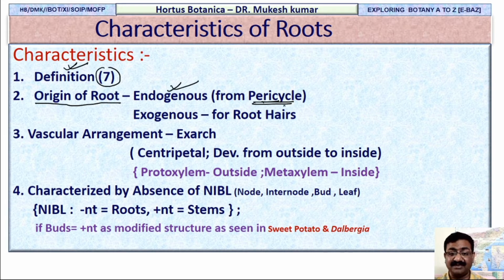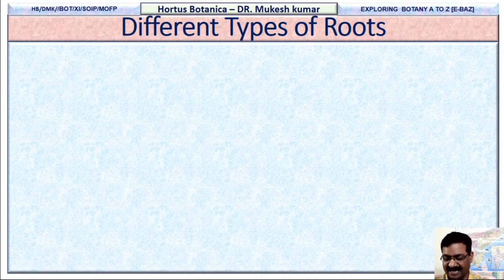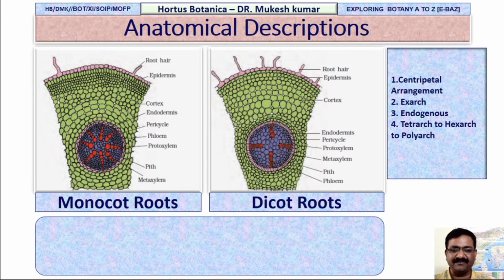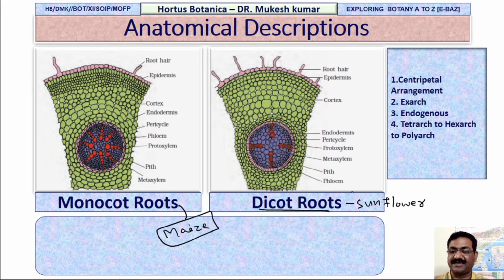Now you will ask me, sir, what is this pericycle? If you are a class 11 student and have not studied plant anatomy, don't worry. Let's see and recognize this pericycle. See this diagram. Whenever you cut a dicot root, for example a very common plant like sunflower, this is a dicot. If you cut a very common plant, say maize, this is a monocot. I have taken very common plants from monocot and dicot.